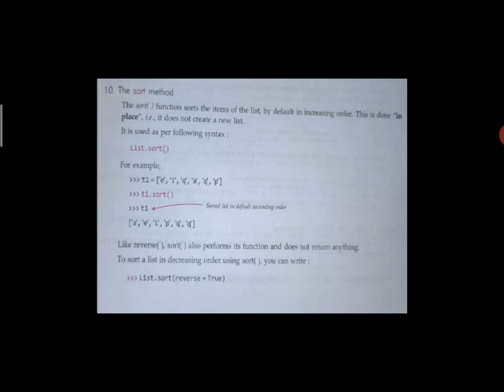Next and last is the sort method. Sort means to rearrange the values in a particular order, ascending or descending, A to Z or Z to A. So we use the list.sort function. Firstly you define the list, then write t1.sort. The letters are sorted, meaning first comes A in the alphabet, next is E, I, P, Q. This is the sorted form of your list.